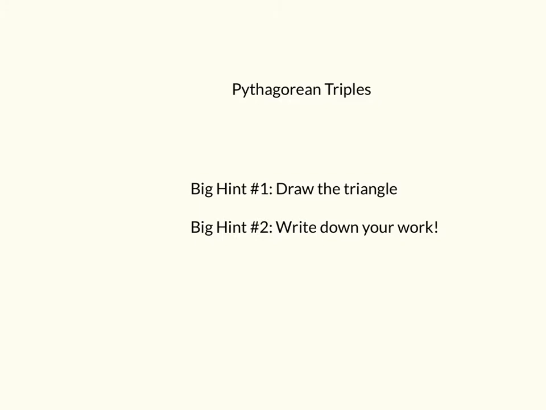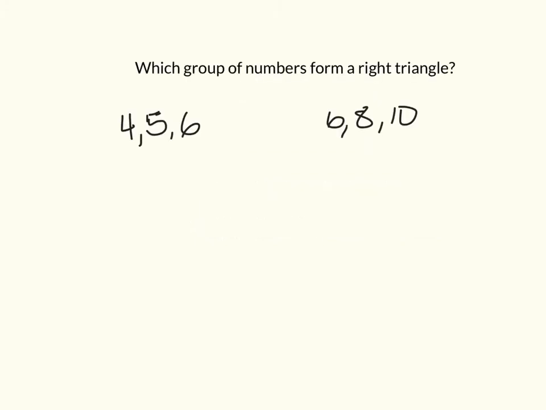So let's go through one of these problems. Which group of numbers form a right triangle? Do you see that there's three numbers in each of these groups? The word triple means three. So a Pythagorean triple is three normal looking numbers, three pretty numbers, three rational numbers that all form a right triangle. So we're going to see which group of these works, and only one of them does.